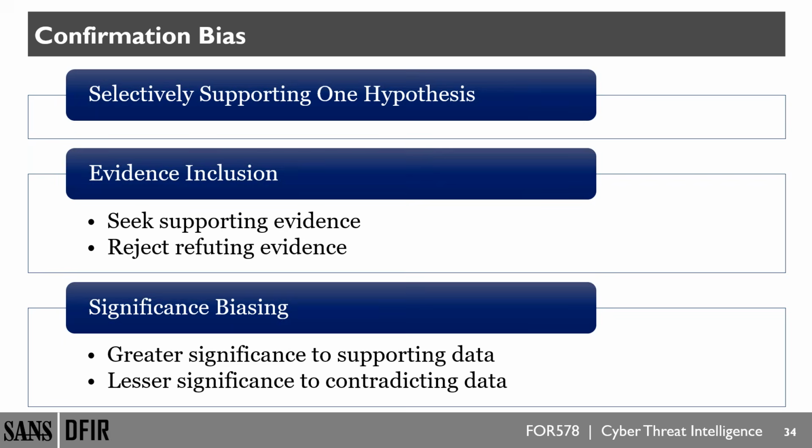So I'm driving to work out in McLean, and someone cuts me off. Man, it's a Maryland driver. That supports my hypothesis. That jerk. Maryland drivers are the worst. But if a Virginia driver cuts me off, oh, they're probably just having a bad day. That doesn't meet my idea that Virginia drivers are the best, so I'm just going to ignore that evidence. That's a really simple example from everyday life, but this happens all the time in CTI.